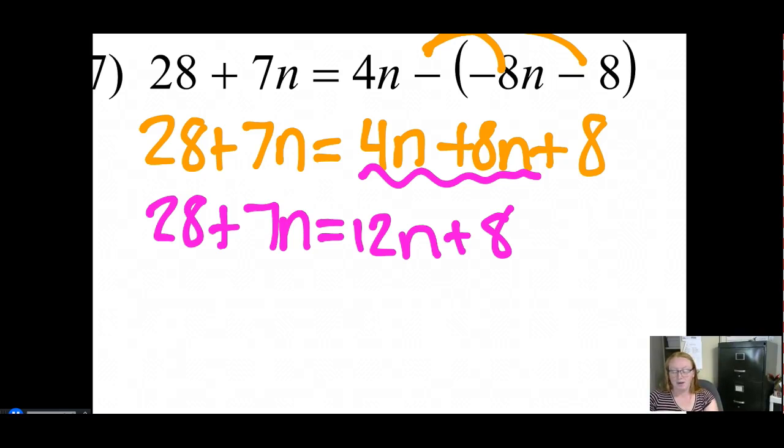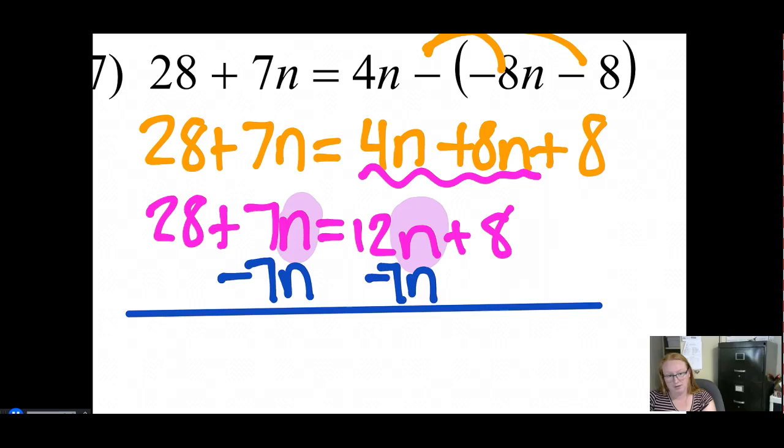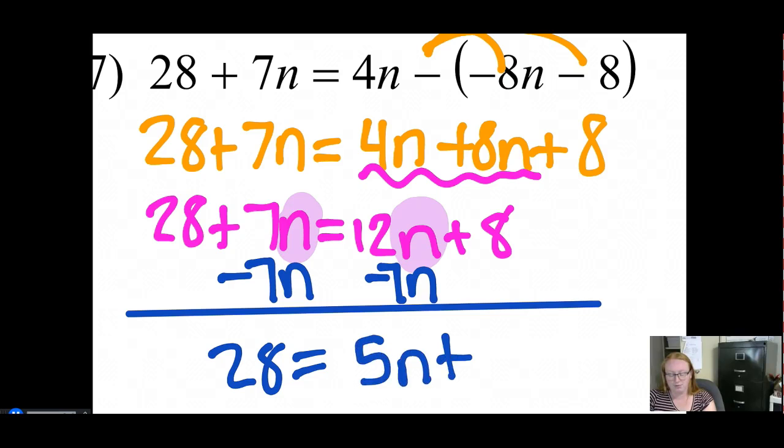Okay. I'm trying to get my n by itself. That's the whole point of these problems. It's like, let's get the n by itself. But before I can do that, I have to get all the n's together. So I'm going to move one of my n's. I'm choosing to move this n this time because I would like to keep my n's positive. Okay, you're more than welcome to go the other way, but it makes your numbers negative. It makes them harder. So I get 28 equals 5n plus 8.